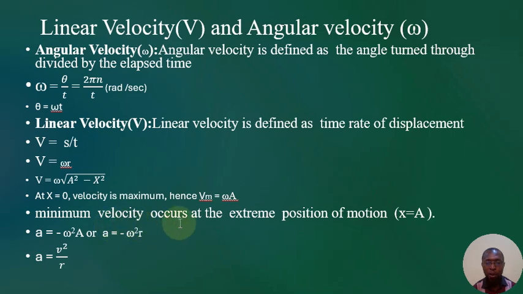Meanwhile, the minimum velocity occurs when x equals a. Of course, when x equals a here, everything here will become what? 0.